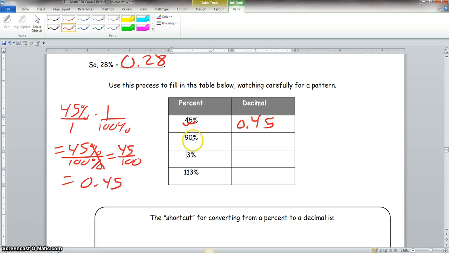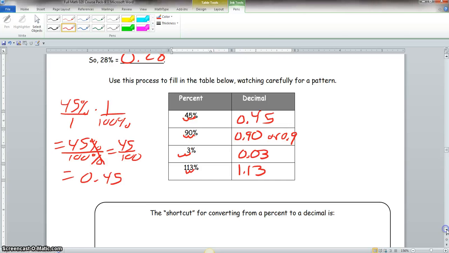So let's try that here. The decimal point will be behind this 0. So if we move it 2 places to the left, it would give us 0.90, and we'll drop the percent sign. Now you could write it as 0.90 or just 0.9. Either one is fine. Now 3%, the decimal is after the 3. Move it 2 places to the left, and we know that would give us 0.03 without the percent sign. Same thing here, 113%. The decimal is after the 3. We move it 2 places to the left, and that'll give us 1.13.